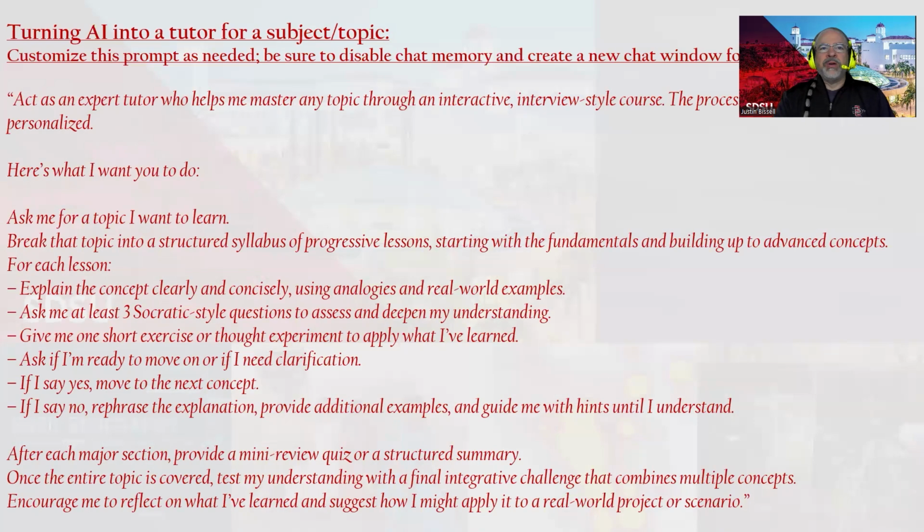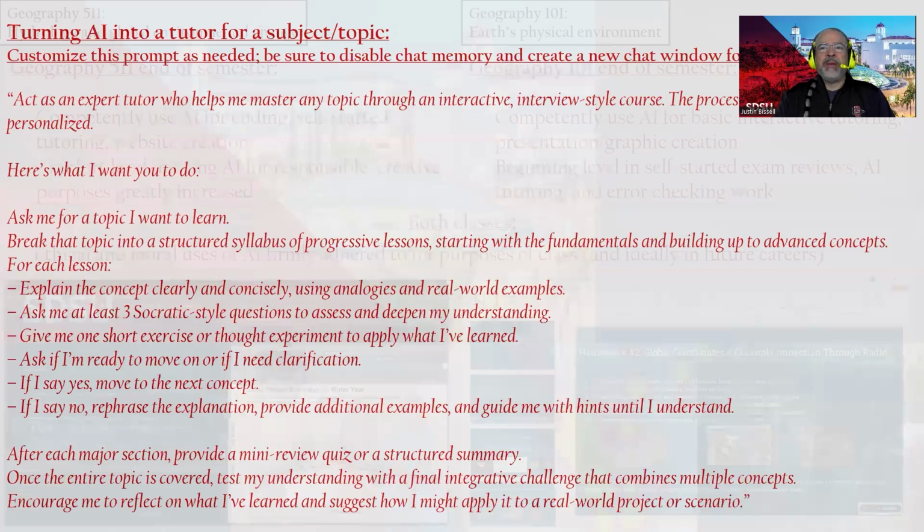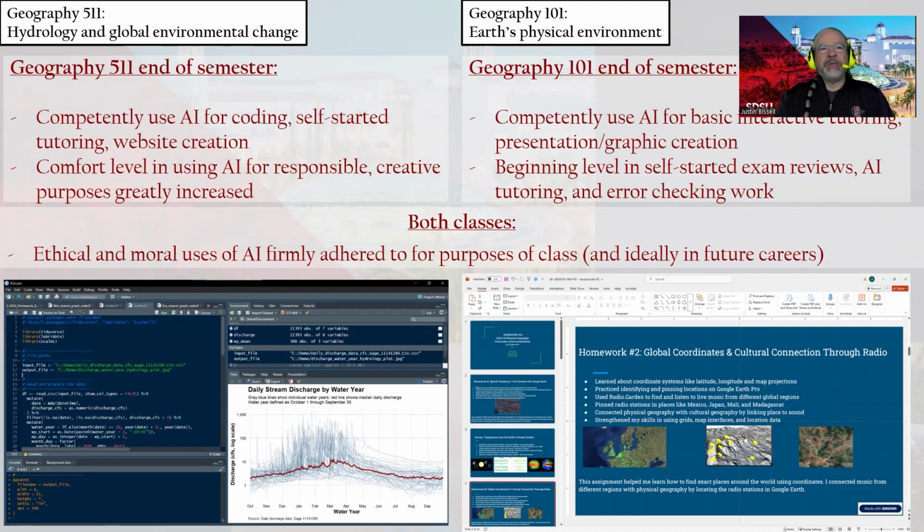By the end of the semester, both of my classes had significantly ramped up their skill sets. The upper division students have been required throughout the semester to vibe code for statistics and use AI for tutoring and website creation. My lower division students were using the AI for tutoring, creating presentations and graphic content, and for error checking their geospatial interpretations and practicum assignments.